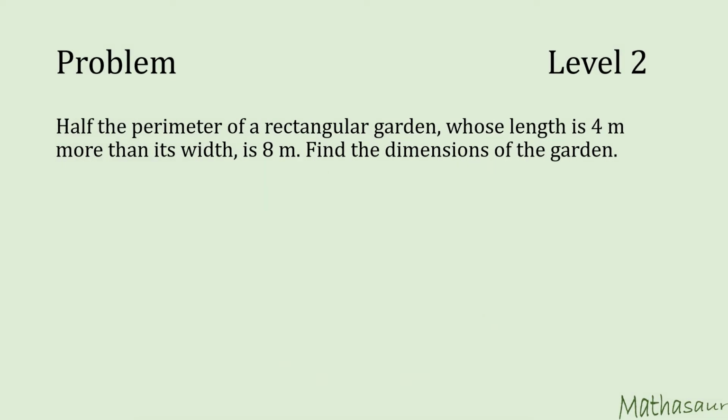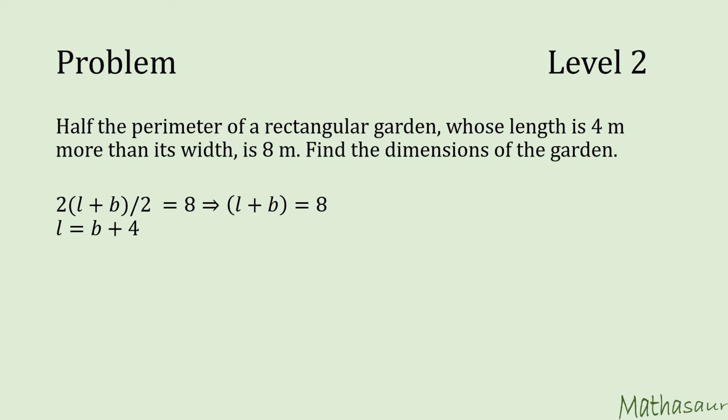Let us look at another problem. Half the perimeter of a rectangular garden whose length is 4 meters more than its width is 8 meters. Find the dimensions of the garden. So we are given that half the perimeter of a rectangular garden, recall that the perimeter of a rectangle is 2 times length plus breadth. Now this is given as 8. Simplifying, we can see that L plus B equals 8. We are also given that length is 4 meters more than its width, or L is 4 plus B.